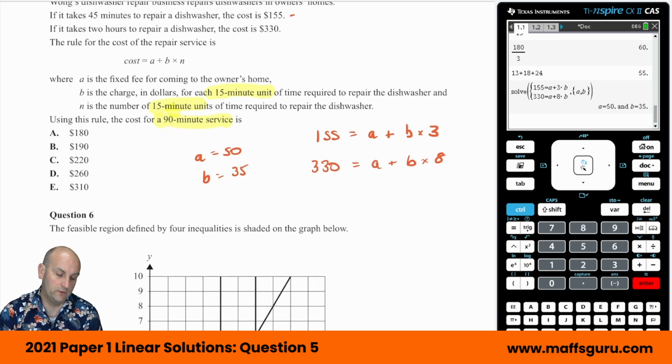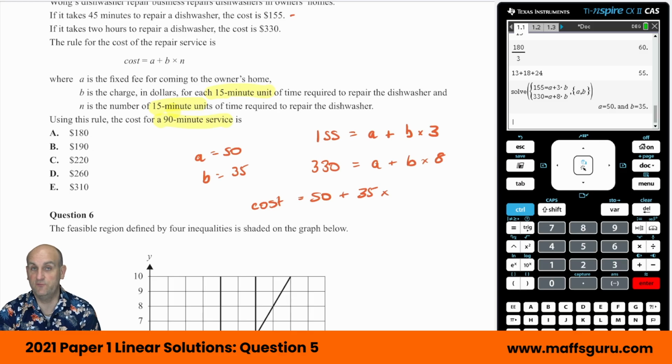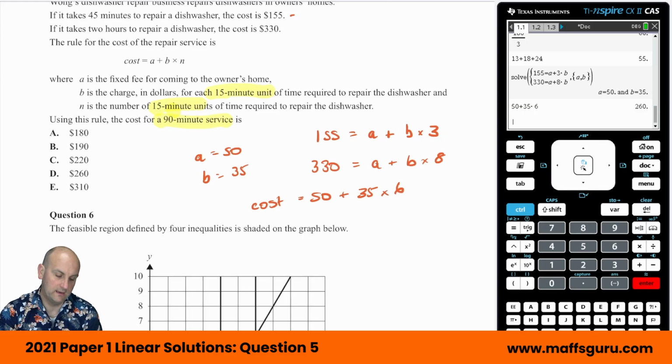Now what do we want to do? Using this rule, the total cost for a 90-minute service would be, cost is equal to A, which is 50, plus B, which is 35, times the number of 15-minute intervals in 90 minutes. How many 15s are in 90? That will be 6. Let's just check: 15 and 15 is 30, 60, 90. Yep, that's it. So 50 plus 35 times 6 gives me $260, which gives me D as my correct answer.